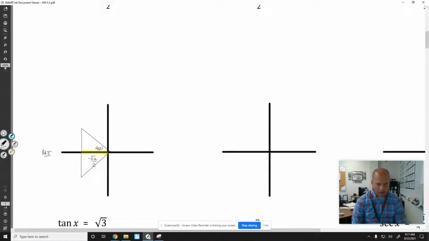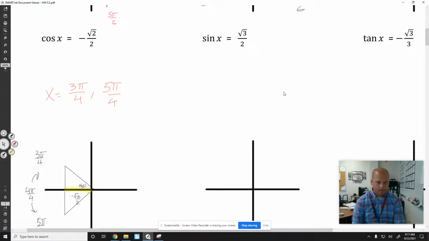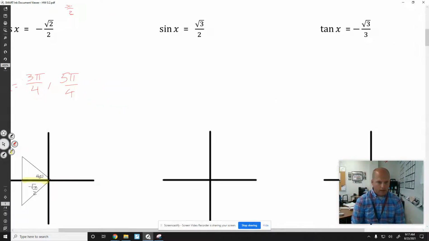How do I know which pi over 4 it is? Well, here's 4 pi over 4, subtract a pi over 4, add a pi over 4. This would be 3 pi over 4 right here. This would be 5 pi over 4 right here. And those are my solutions for x.